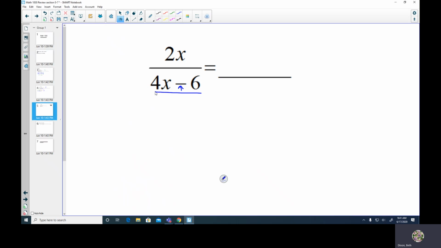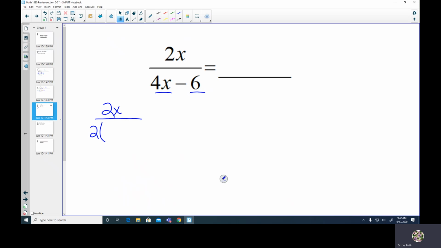Before we can divide, before we can do anything, that division bar has grouped them together to the point that they have to be a group. So we can't divide this 2x and this 4x and get an answer. That does not work. So what we have to do is we have to factor. And the bottom can be factored because it has a greatest common factor. So we leave the 2x as is, factor out the common factor in the bottom, which would be a 2. 2 is common to both the 4x and the 6. So what's common is the 2.